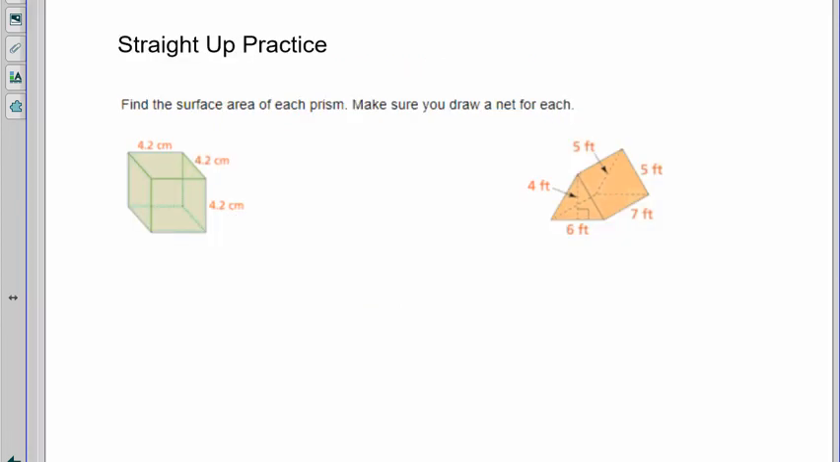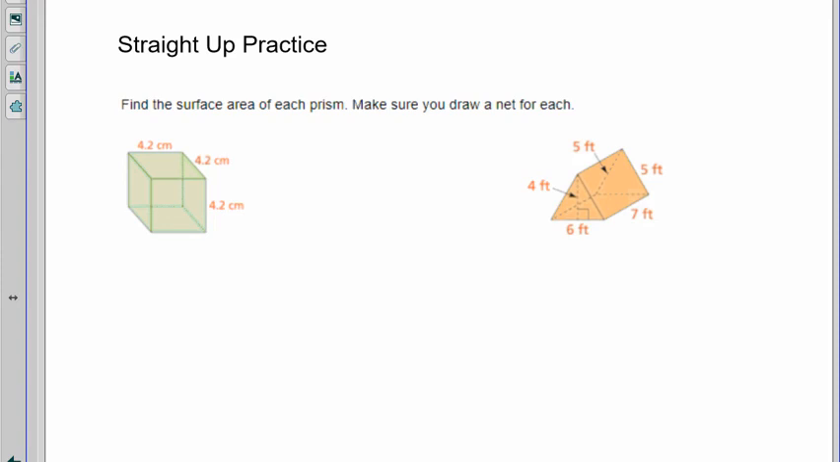Here's some straight up practice. For the first one, we have a cube. So I do want you to draw nets for these. You need to practice that. The cube probably is easier to do with a formula, but draw the net, label it, and then if you want to use the formula after you've drawn the net, that's okay.